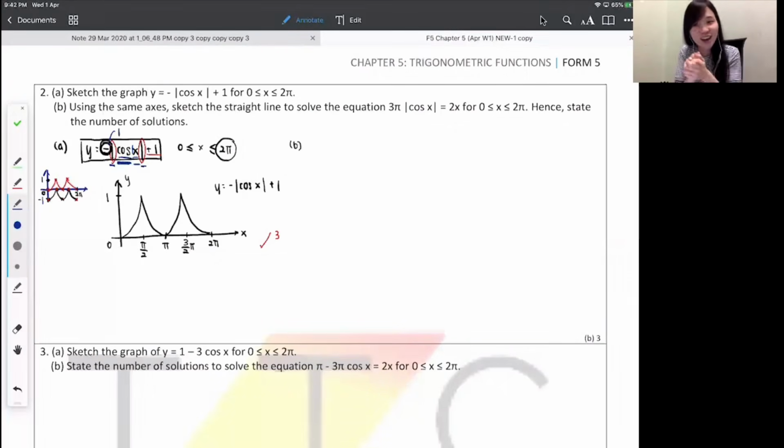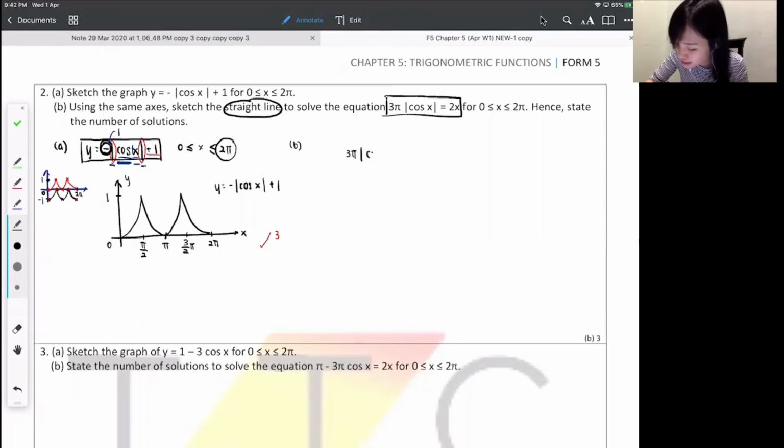Okay, right there. So let's look at B now. Using the same axis, that means using back the same graph. Yes, Carissa, if it's modulus negative cos x, you're going to do the negative first. So guys, the rest of you, using the same axis, that means using back the same graph, sketch the straight line. You need to draw a straight line to solve this equation. So let me write down the equation for you. This is how the equation looks like: for 0 until 2 pi, hence, state the number of solutions.